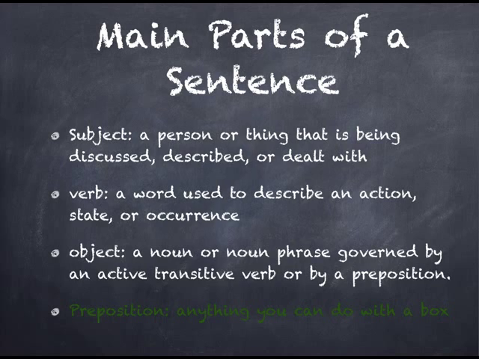A sentence usually has a subject, a verb, an object, and a preposition. Subject is a person or a thing that is being discussed, described, or dealt with, while a verb is a word used to describe an action, state, or occurrence. Object is a noun or noun phrase governed by an active transitive verb or by a preposition. And preposition is anything you can do with a box. I know these definitions do not match with your textbooks because I am so cool.